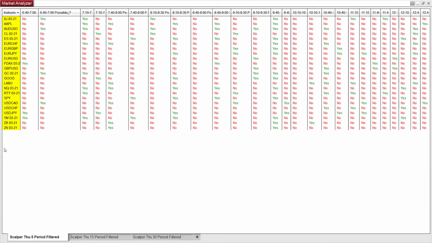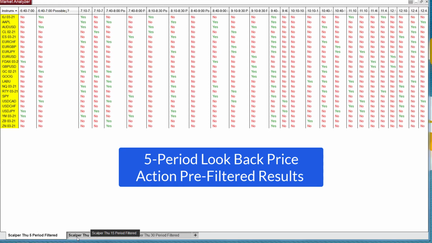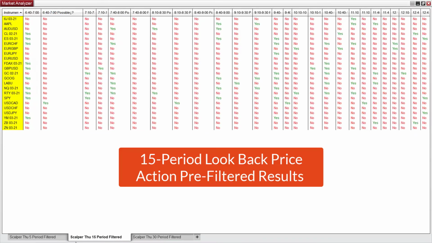Okay, allow me to quickly show you the initial pre-filtered results from Price Action Harvester that were captured within NinjaTrader's Market Analyzer using the 5, 15, and 30-week look-back period templates that come with Price Action Harvester. These are the very results that you're going to be exporting into the spreadsheet for the purpose of filtering out random price action and capturing the relatively consistent price action. Of course, the spreadsheet also comes with Price Action Harvester.